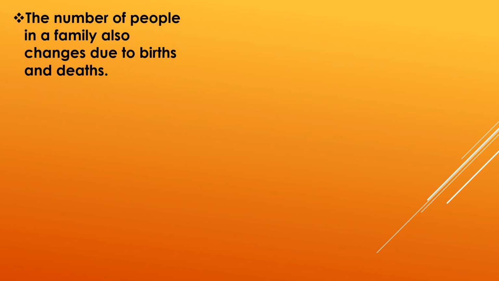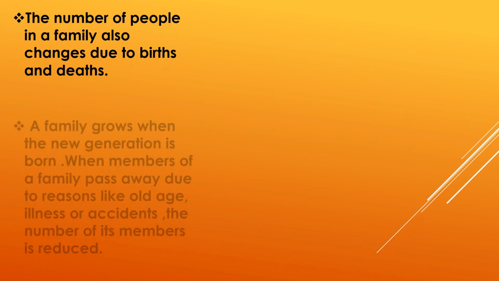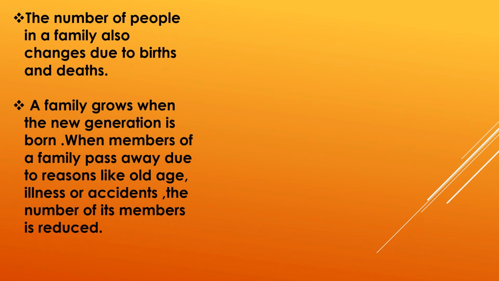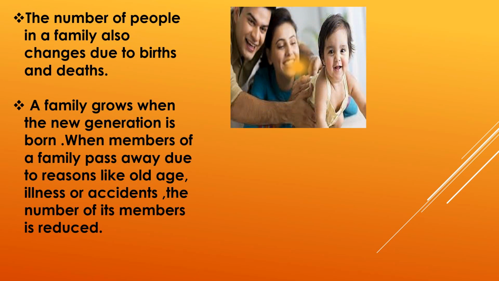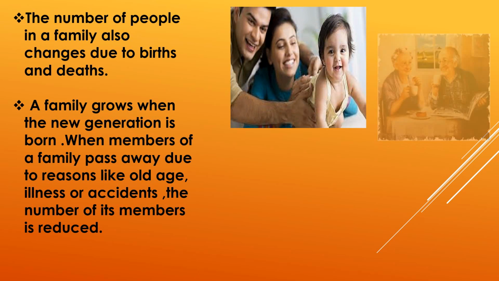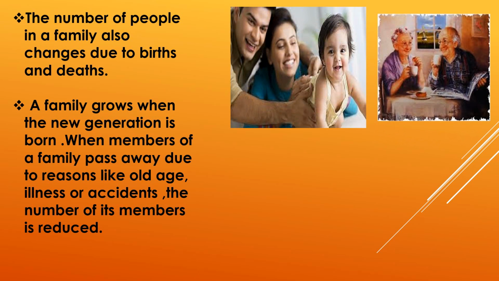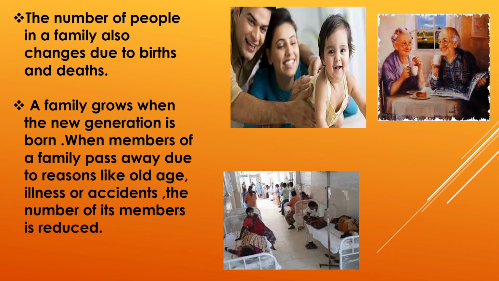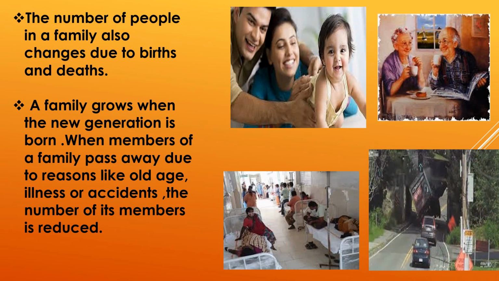The number of people in a family also changes due to birth and death. The family grows when a new generation is born. When a member of the family passes away due to reasons like old age, illness or accidents, the number of its members reduces. Means it becomes less.